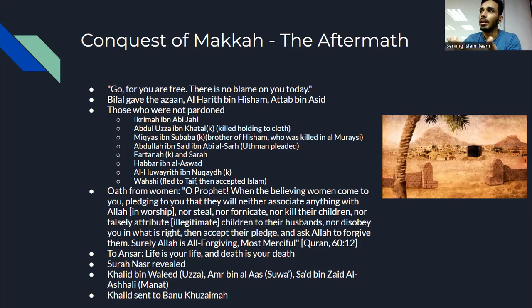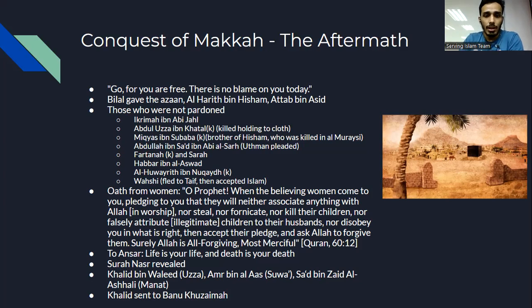So Wahshi used to avoid Muhammad sallallahu alaihi wasallam. Whenever Muhammad sallallahu alaihi wasallam used to come, he used to go. And later Wahshi was the one who participated in the Ridda wars as well, and he killed Musaylimah al-Kazzab with the spear as well. So he killed a false prophet and he participated in jihad as well.